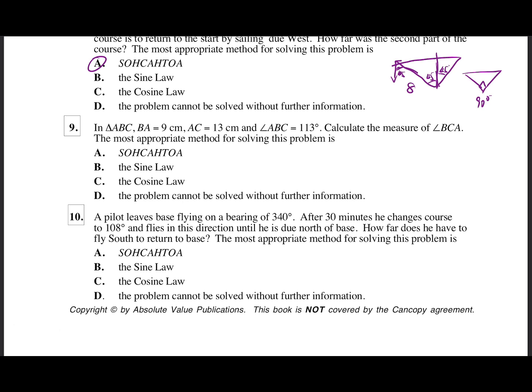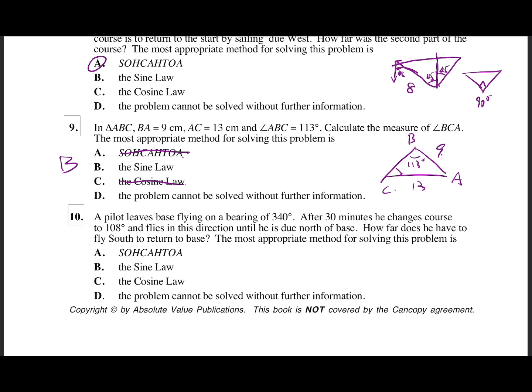For triangle ABC, BA is 9, AC is 13, and angle ABC is 113 degrees, and we need to find the measure of angle BCA. Which one is appropriate? Because it's not a right triangle, we cannot use SOHCAHTOA, and we don't know three sides or two sides and the included angle, so we cannot use the cosine law. For this part we can use the sine law: 13 divided by sine 113 equals sine of angle B divided by sine of angle C.